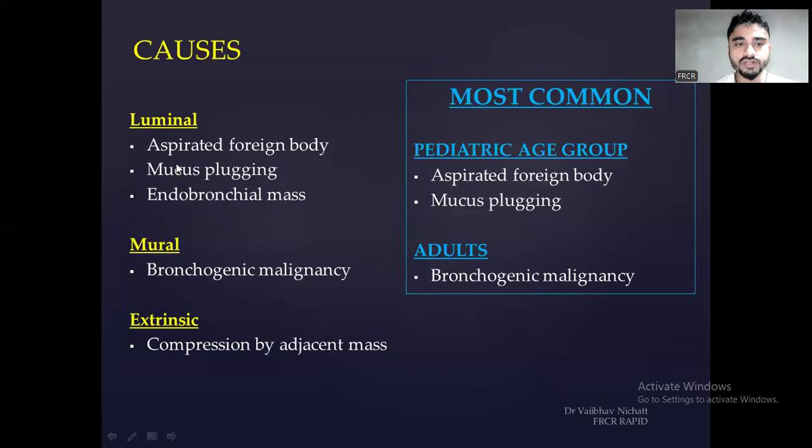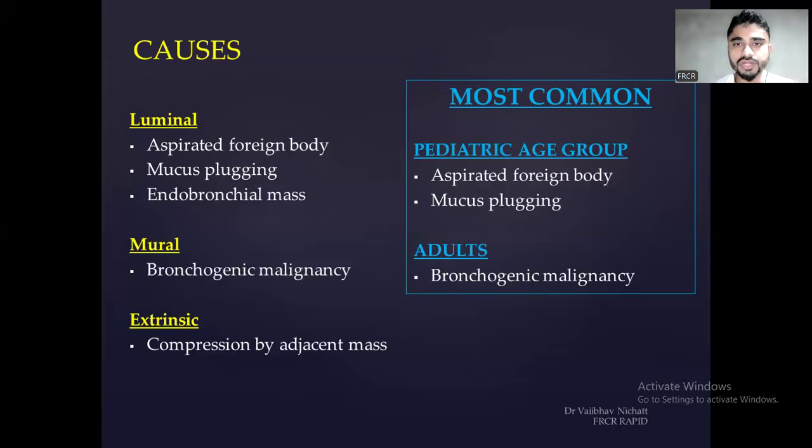There are three causes: luminal causes, mural causes, and extrinsic causes. The luminal causes are most commonly an aspirated foreign body, predominantly in the pediatric age group; this is the most common cause. Then mucus plugging and endobronchial mass. Coming to the mural, what is mural? Arising from the wall of the bronchus. Bronchogenic malignancy is the most common cause in adults. Third is extrinsic, which can be caused by an adjacent mass. The most common causes of collapse in the pediatric age group are aspirated foreign body and mucus plugging. In adults, like we discussed, bronchogenic malignancy is the most common cause.